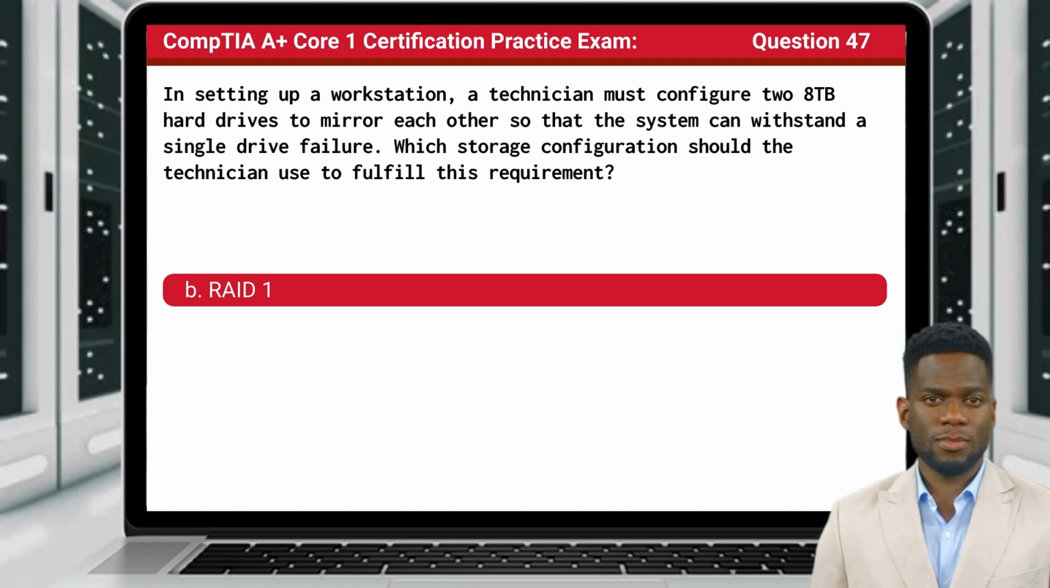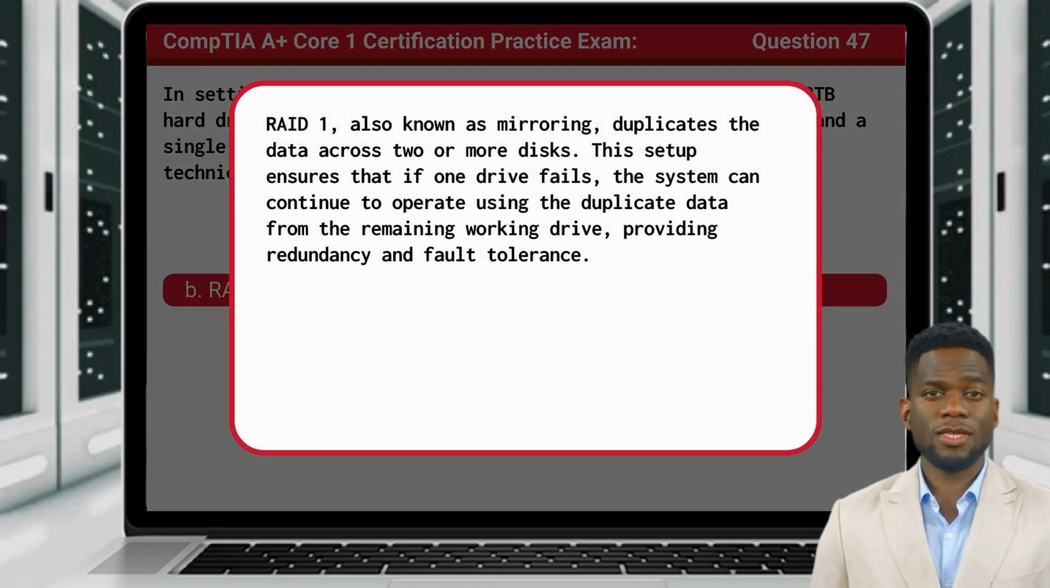The answer is B. RAID 1. RAID 1, also known as mirroring, duplicates the data across two or more disks. This setup ensures that if one drive fails, the system can continue to operate using the duplicate data from the remaining working drive, providing redundancy and fault tolerance.